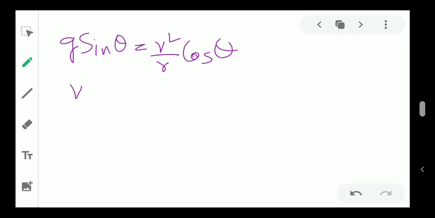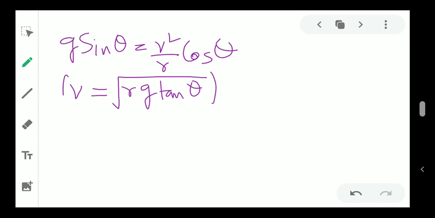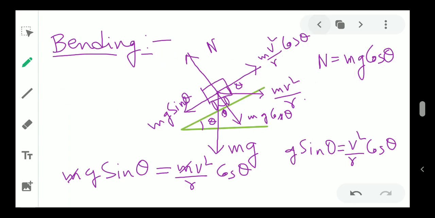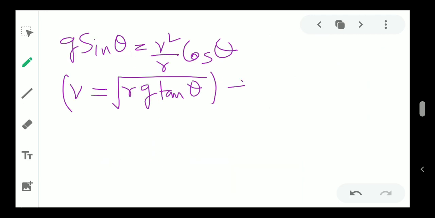So g sin theta equals v square by r cos theta. From this I can easily get that v is the square root of rg tan theta. So v should be the square root of rg tan theta if I don't consider friction. This is the bending without friction, and this is the velocity limit without friction.